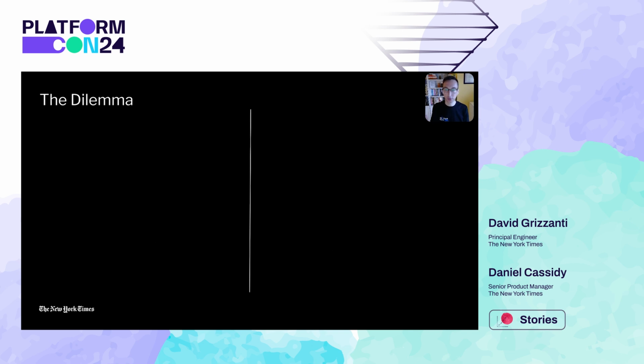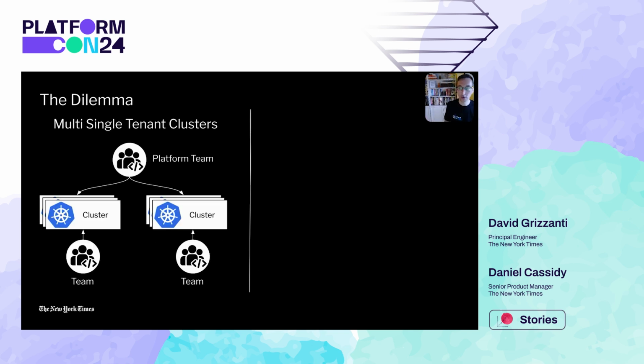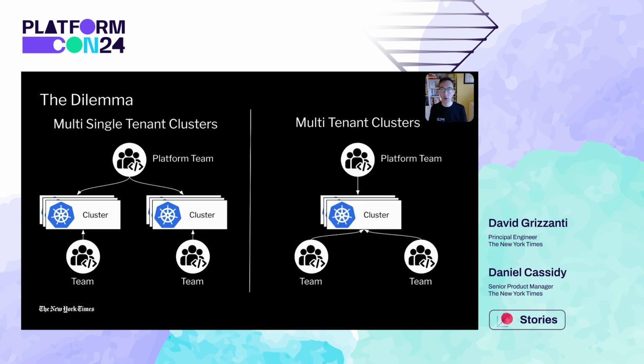The next step was really when it comes to building the Kubernetes cluster. And there's often this dilemma about whether to create and manage single tenant clusters, multiple single tenant clusters, or to opt for a single multi-tenant cluster. And the question here is how to strike a balance between each.